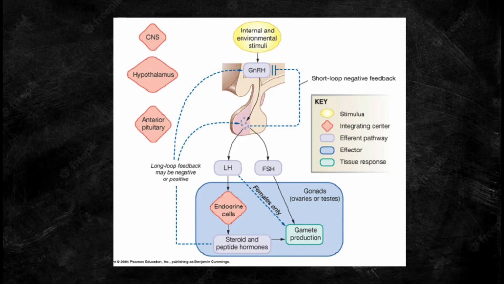Now the body has an intricate system in place that will prevent it from releasing too much GnRH to form too much testosterone. When testosterone levels rise in the blood, the increases are detected by the hypothalamus and production of GnRH decreases so that more testosterone is not formed.